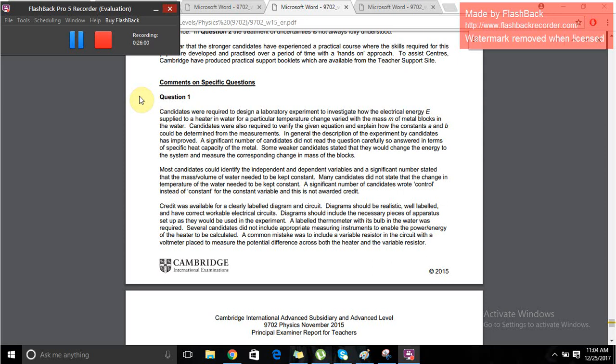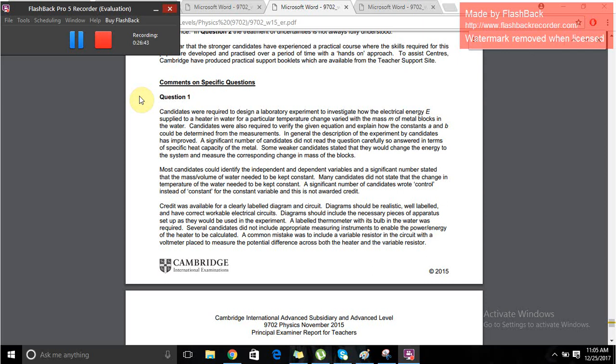Most candidates could identify independent and dependent variables, and a significant number stated that the mass of the water needed to be kept constant. Many candidates did not state that the change in temperature of the water needed to be kept constant. And a significant number wrote control instead of constant for the constant variable, and this is not awarded credit. Again, something to note. And credit was available for a clearly labeled diagram and circuit. Not just a diagram, the circuit as well. Diagrams should be realistic, have nothing hanging in thin air, be well labeled, and have a correct workable electrical circuit.